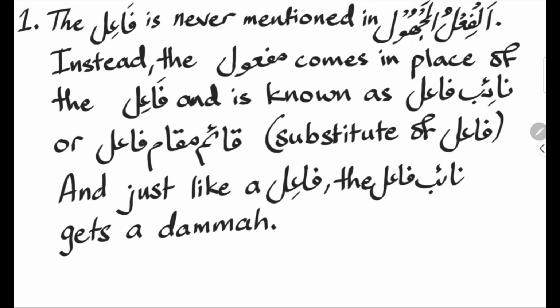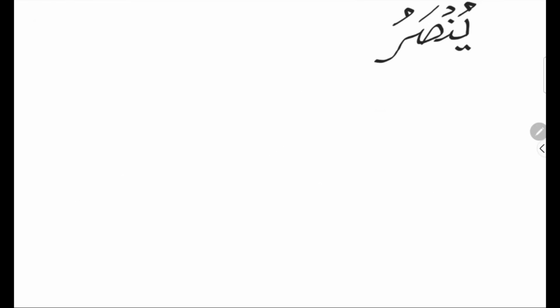For example, let's take yunsaru. Obviously, there's no fa'il here after yunsaru, but you can always bring a maf'ul after it, and that maf'ul will be a substitute for the fa'il. For example, yunsaru, he is helped. Now obviously he is the person receiving the help. If you bring a noun after that, that will be considered the maf'ul. For example, yunsaru hamidun. So hamidun originally is the maf'ul, but it's called the naib fa'il or the qaim maqam fa'il because it's coming in the place of a fa'il.